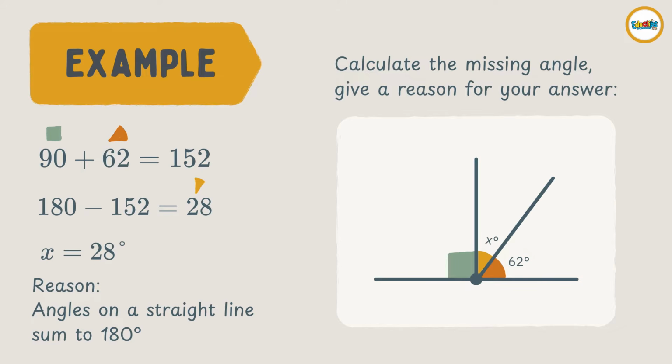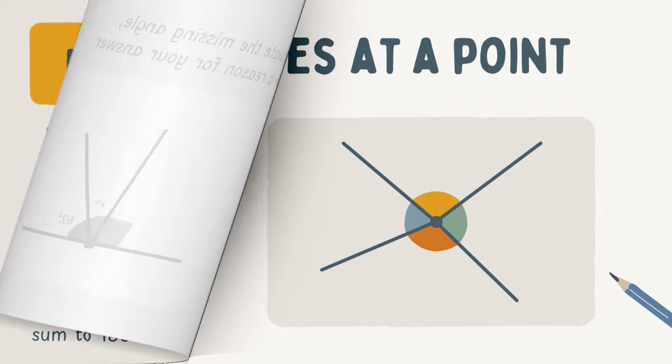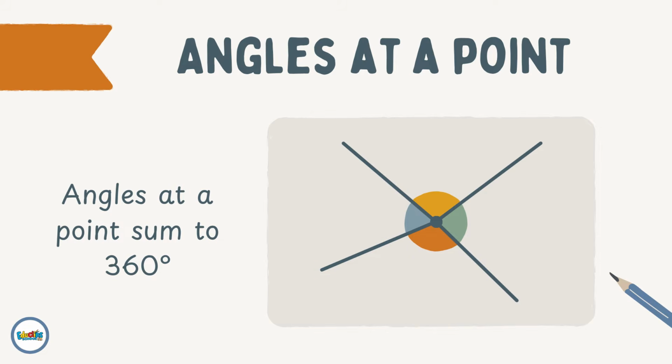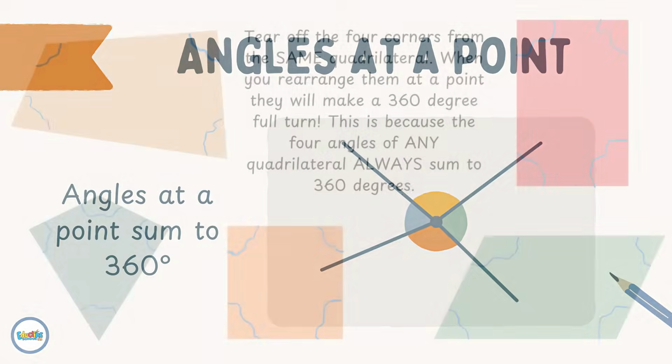If we give a reason for our answer, as it's stated in the question, we know this because angles on a straight line always sum up to or add up to 180 degrees. Now moving on to angles at a point. Angles at a point sum up to or add up to 360 degrees, which is a full turn.